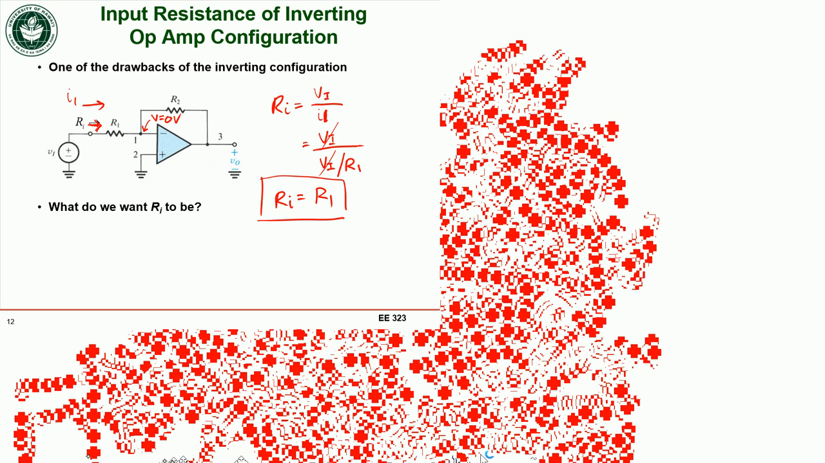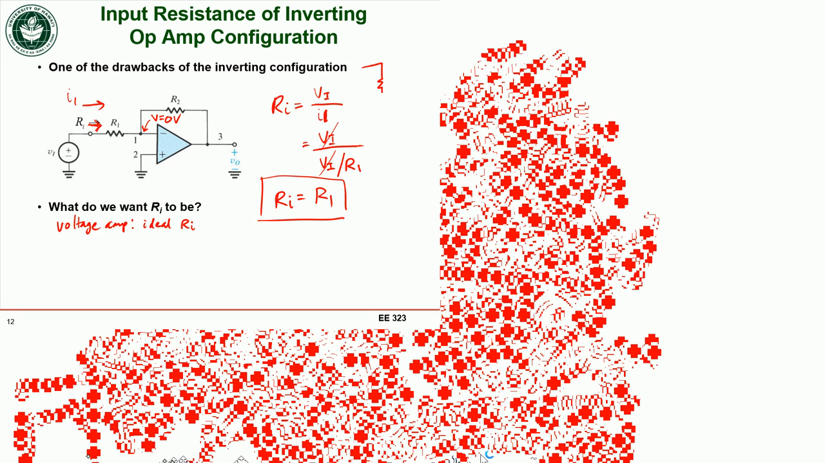Okay, now let's say that we're amplifying a voltage. So what did we want the input resistance of a voltage amplifier to be? What's the ideal input resistance of a voltage amplifier? Either 0 or infinity. Maybe let's look at our voltage amplifier model.